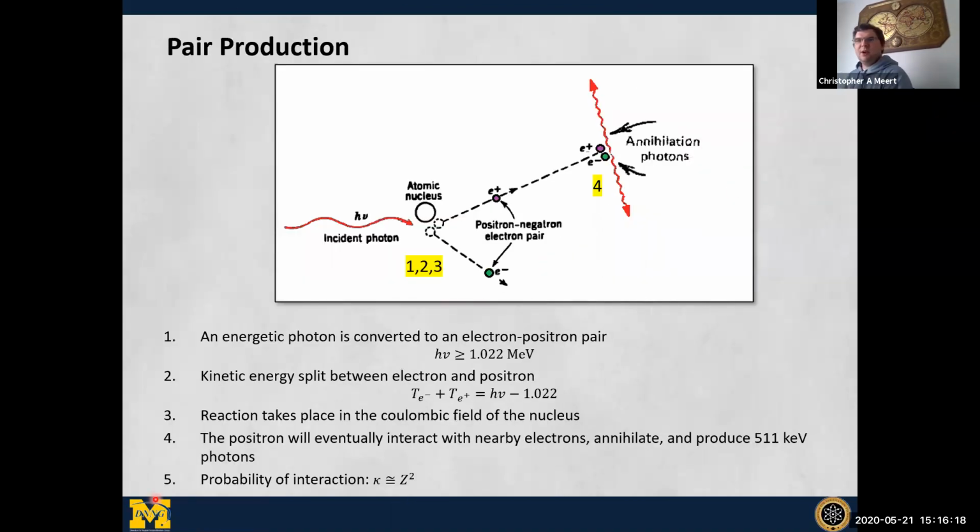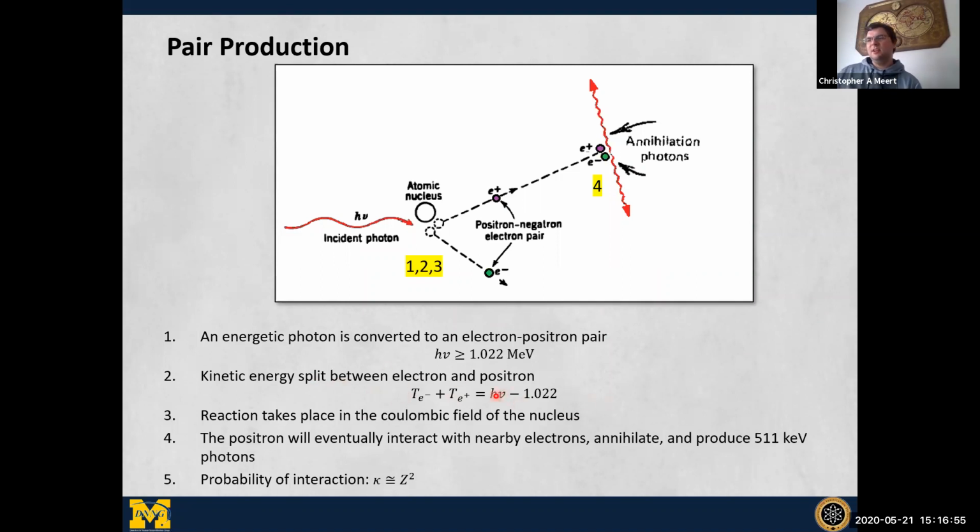The last of these is pair production. This one is relatively more complicated compared to the other interactions. In this case, a photon with sufficient energy, greater than 1.022 MeV, because that is 2 times the rest mass of an electron, is going to travel near the nucleus and will create an electron and positron pair. Again, the photon disappears, and the kinetic energy is split between those particles, and it's dictated by this equation.